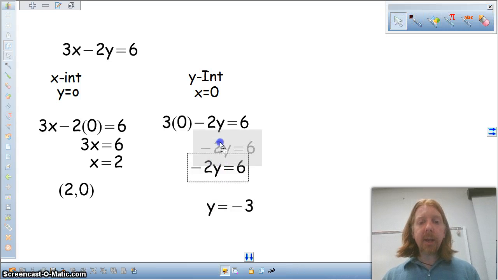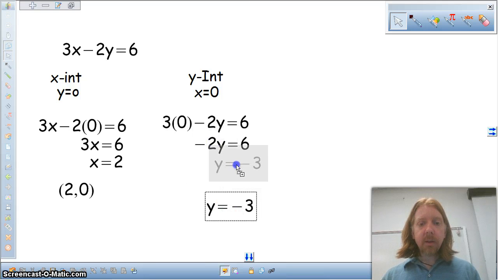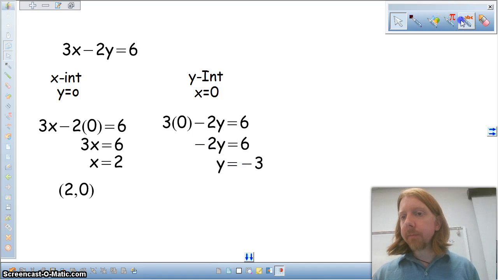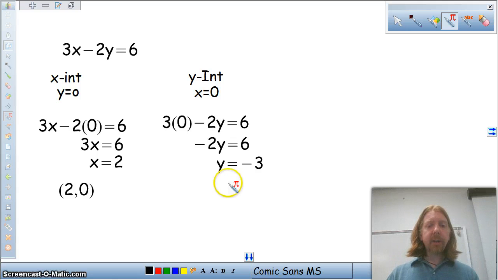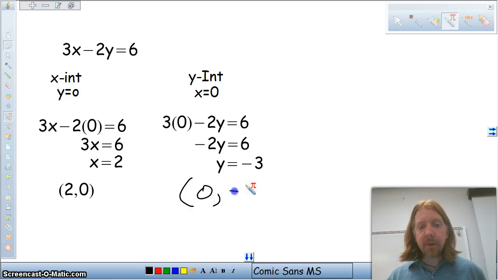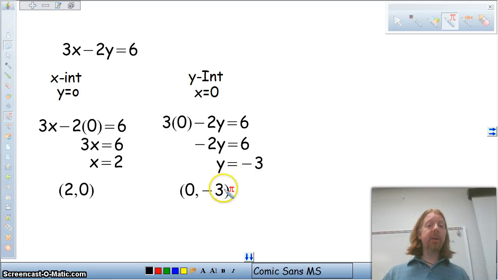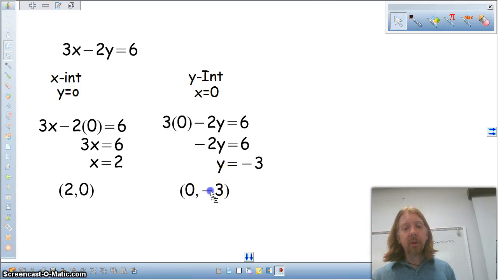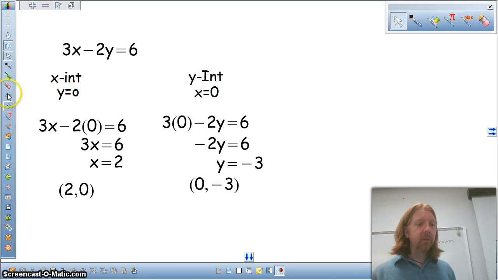You really want to be careful to be sure you're still going to have those signs. That negative 2 hung around. So now my ordered pair, 0 comma negative 3, and I have my 2 intercepts. If it asks me to go on and graph from this, I can still do that.